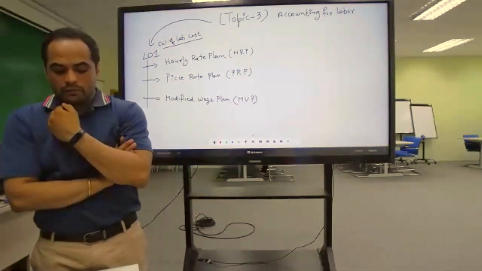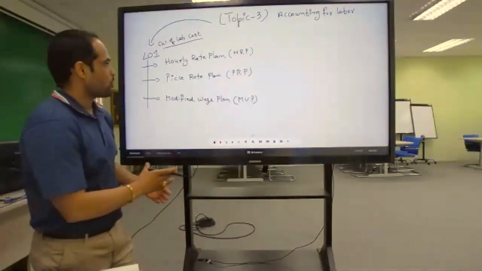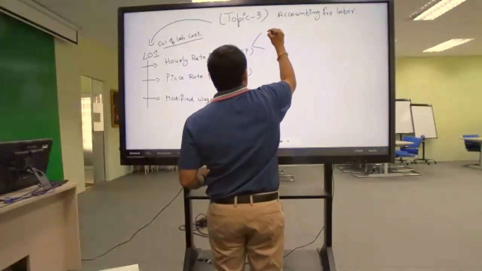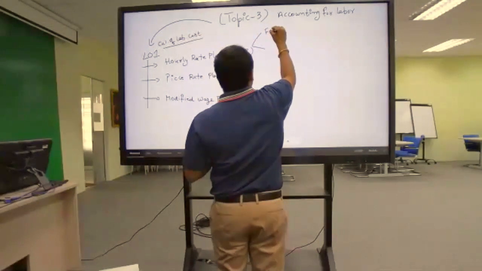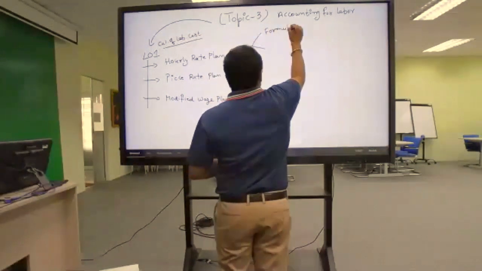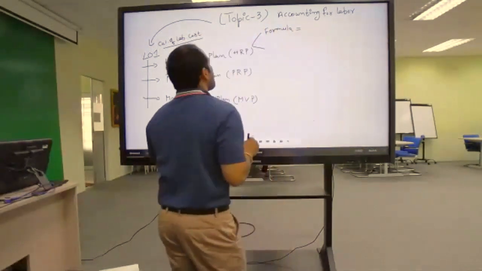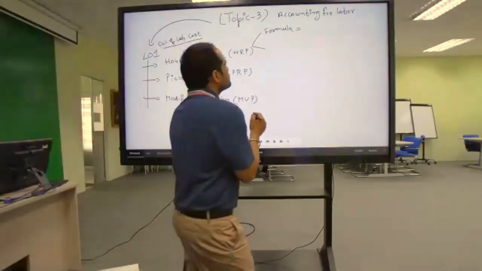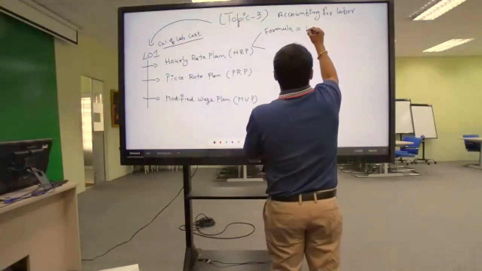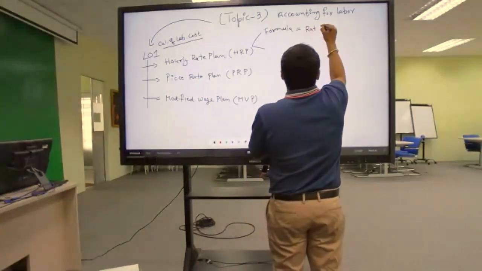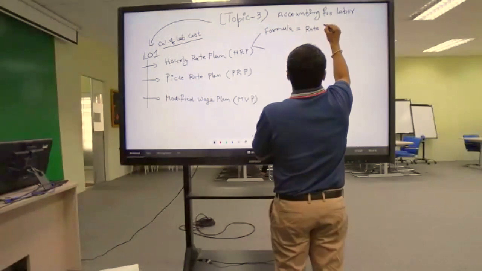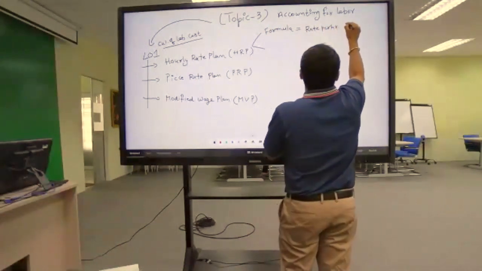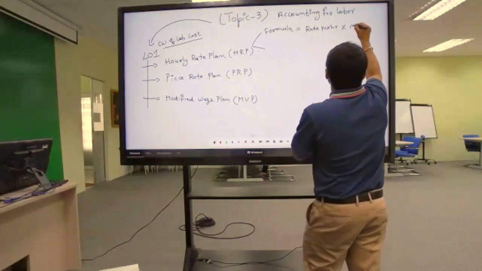How do we calculate the hourly rate plan? So the way to calculate, I write down here, formula. What is the formula of the hourly rate plan? Formula is rate per hour multiplied by number of hours.